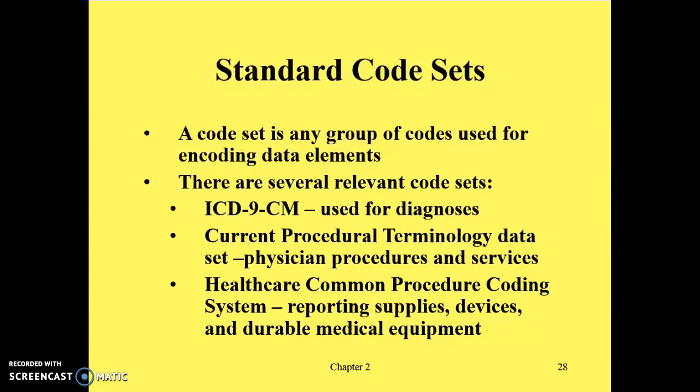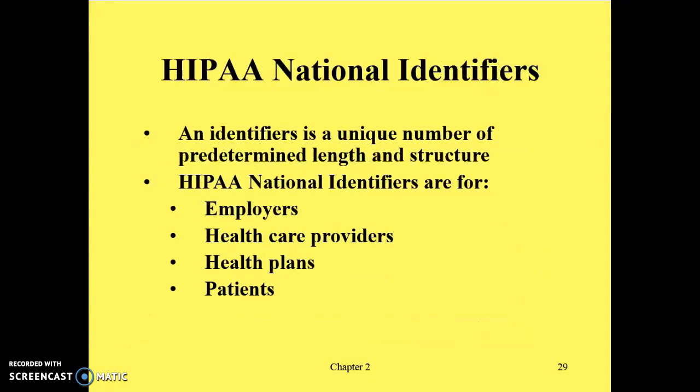Then it goes on to talk to you a little bit about some of the HIPAA national identifiers. They're specific to employers, healthcare providers, health plans, and patients. Every one of them is set up a different way, so you just have to be aware of the fact that there are different identifiers used for each of these different entities. It's basically going to replace things like a social security number. So that's what that's all about.